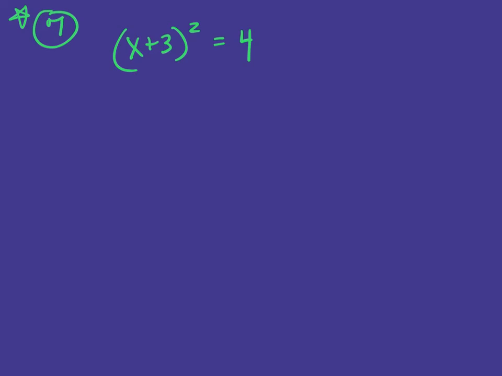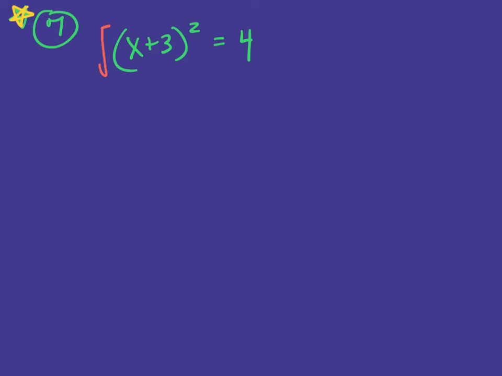Number 7, I put a star next to this one also. A little bit different than some of the others. The last one had i. This one's not going to have i. But we'll go through the steps. First step, get the squared parentheses by itself. Here, the squared parentheses on the left is all by itself. We don't have any number out front. We don't have a minus 3 on the end or anything like that. Just the parentheses that's squared.